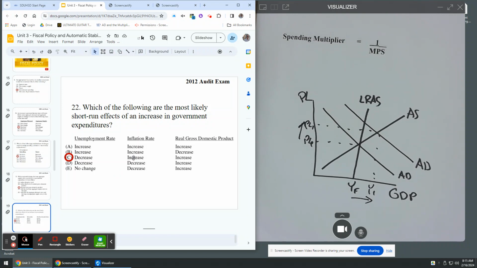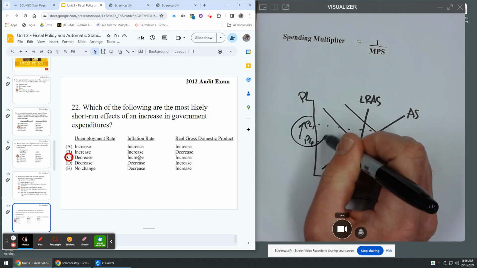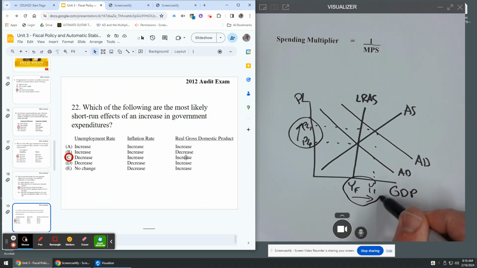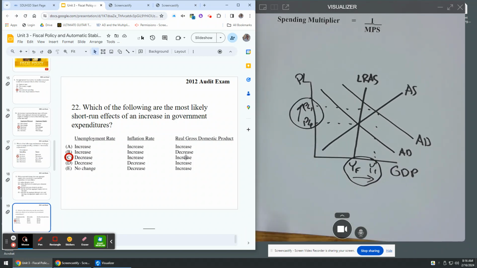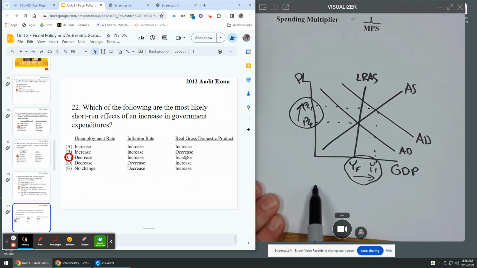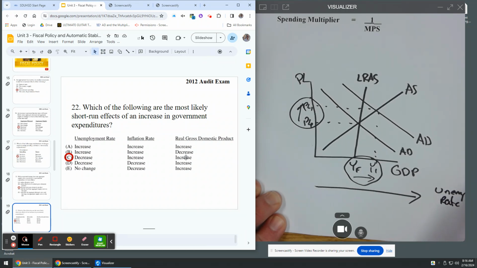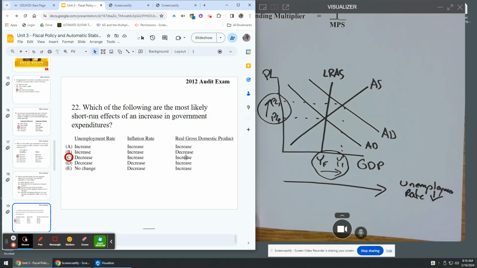So I know right off the bat, I can see on this graph, my inflation rate increases. It's right here. I can see that my real GDP increases. That's right here. But what about that unemployment rate? Well, the unemployment rate is going to decrease because as we progress through GDP, our unemployment rate declines. Oh, sorry about that. My T got cut off.